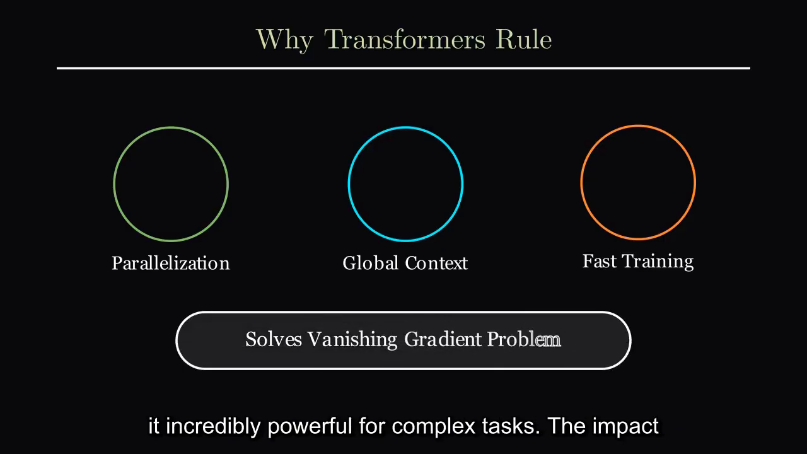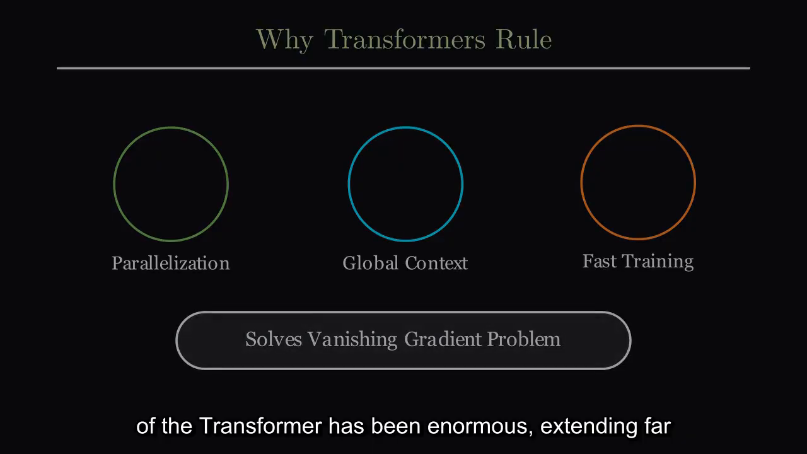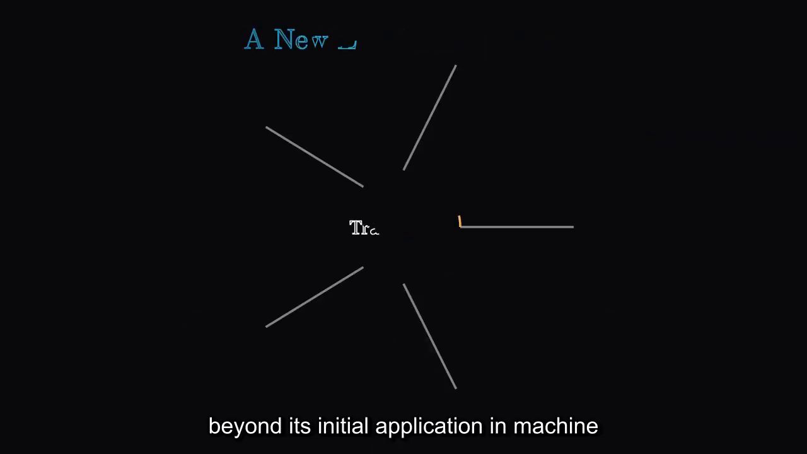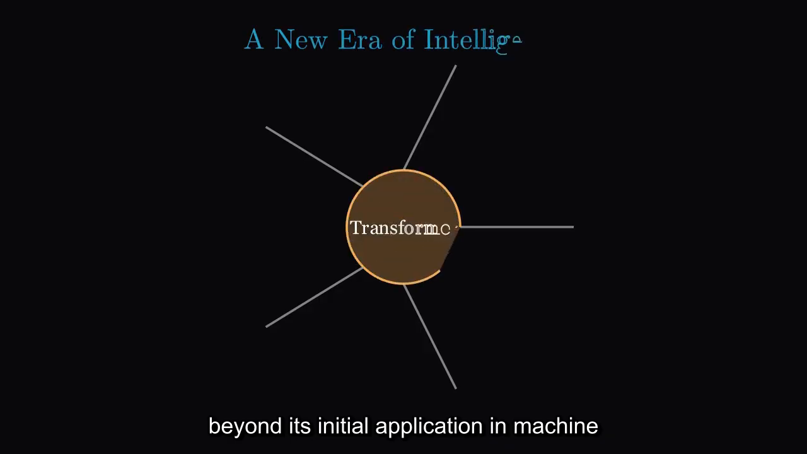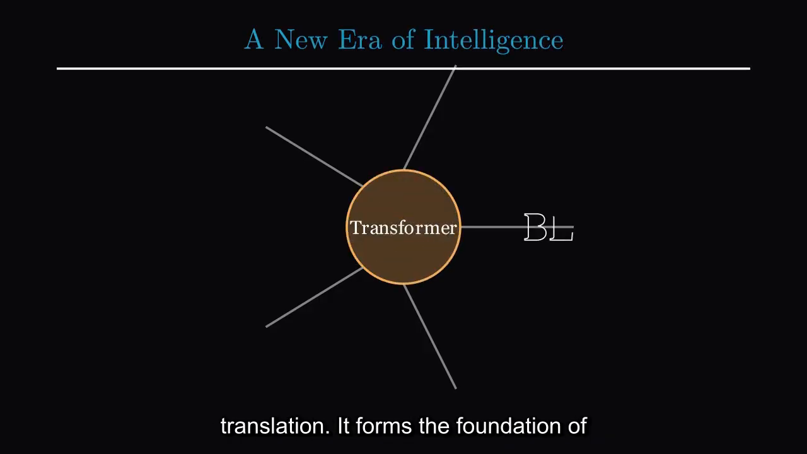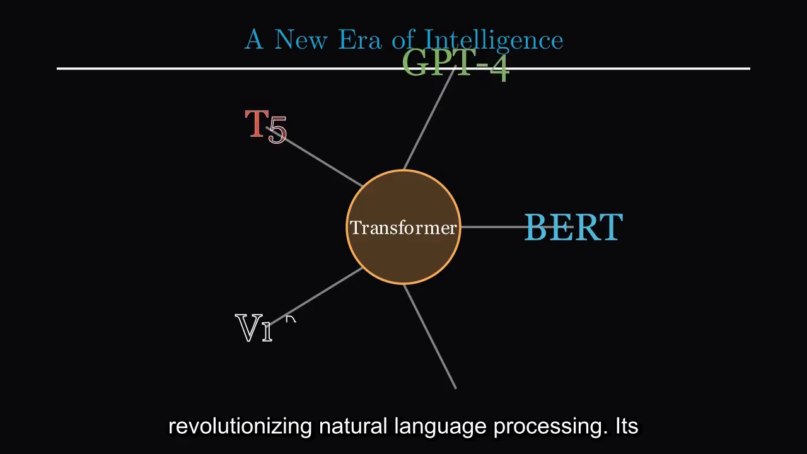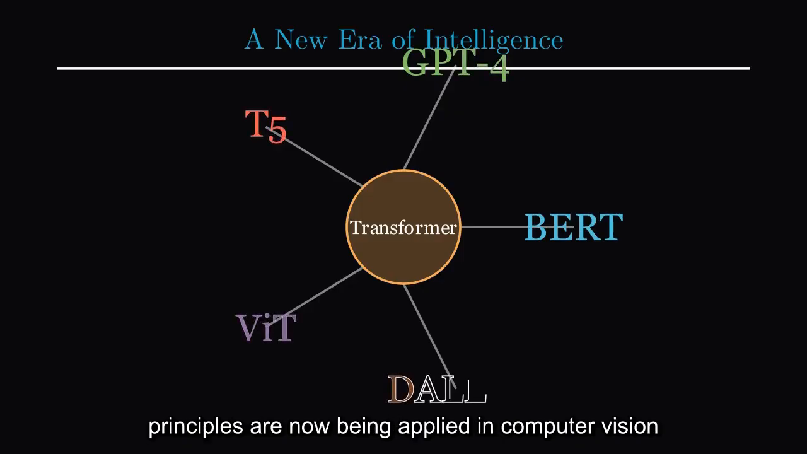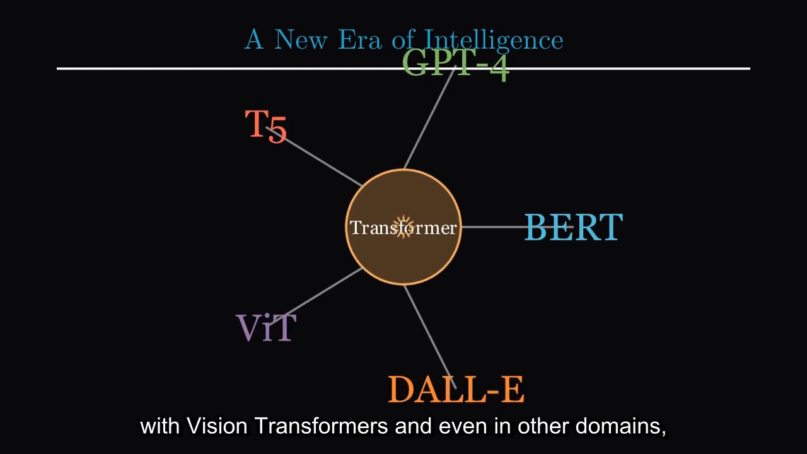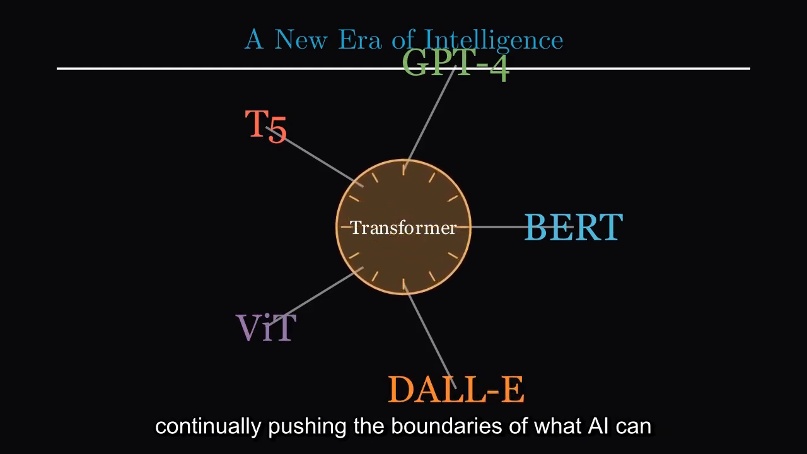The impact of the transformer has been enormous, extending far beyond its initial application in machine translation. It forms the foundation of groundbreaking models like BERT, GPT, and T5, revolutionizing natural language processing. Its principles are now being applied in computer vision with vision transformers and even in other domains, continually pushing the boundaries of what AI can achieve.